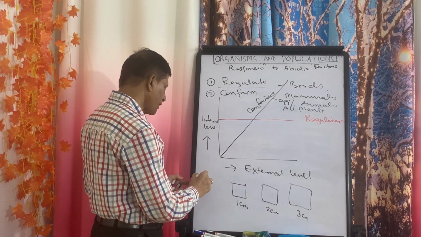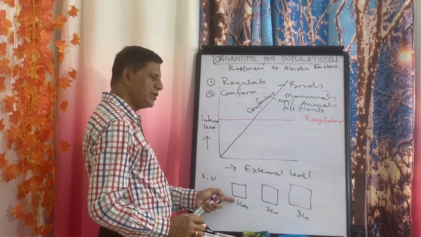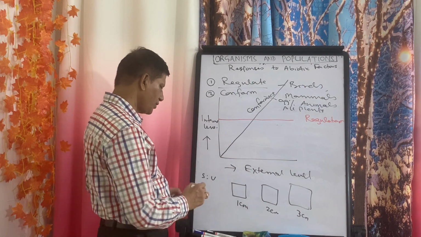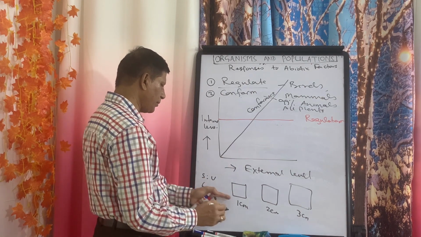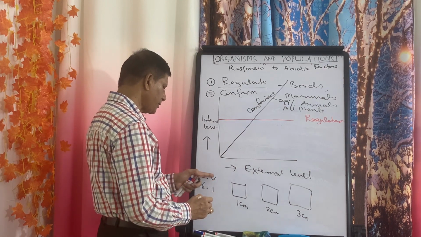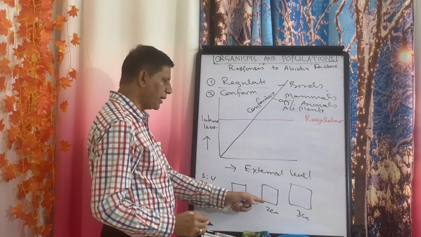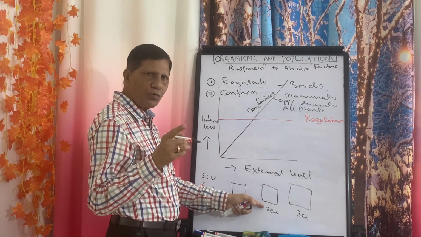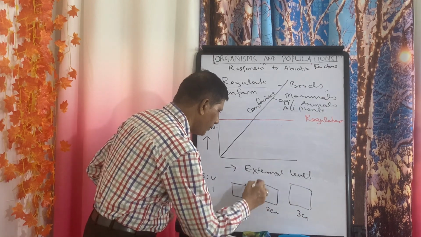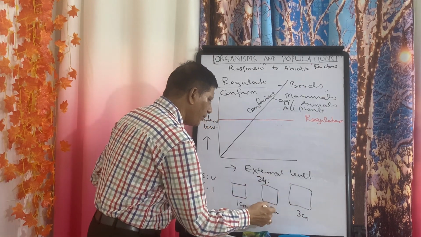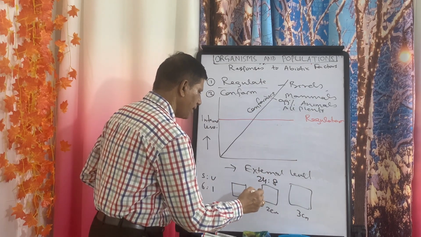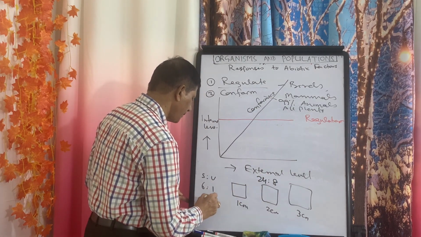Now, for 1 centimeter, what is the surface to volume ratio? One side is 1 square, and there are 6 sides, so the surface will be 6 and the volume will be 1 to the power 3, that is 1. So here the surface to volume ratio is 6:1. Where it is 2, one side is 4 and 6 sides means it will be 24, and the volume is 2 to the power 3, that is 8. So 24 to 8 means it is coming to 3:1.